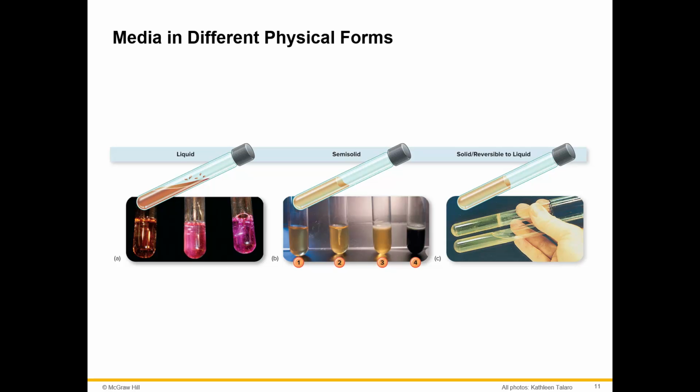So this is a picture of the various types of media. So we have liquid media, semi-solid, and then solid. So solid is not going to change shape if you move it on its side.